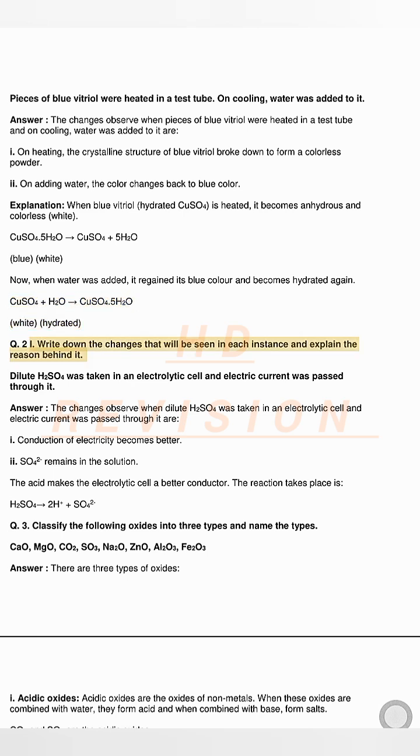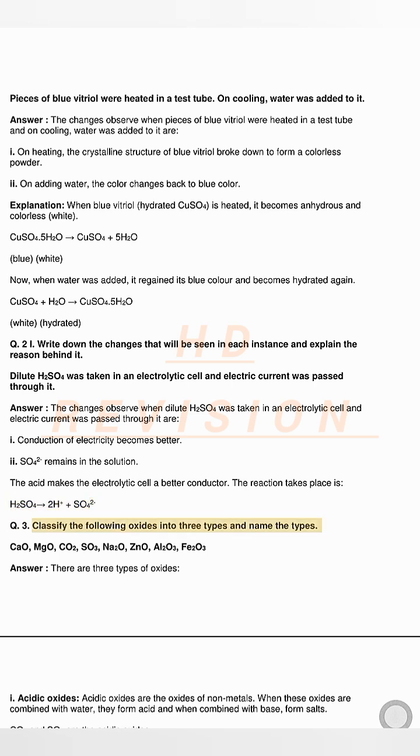Q2. I. Write down the changes that will be seen in each instance and explain the reason behind it. Dilute H2SO4 was taken in an electrolytic cell and electric current was passed through it. Answer. The changes observed are: I. Conduction of electricity becomes better. E. SO4 2- remains in the solution. The acid makes the electrolytic cell a better conductor. The reaction that takes place is H2SO4 right pointing arrow 2H+ plus SO4 2-.